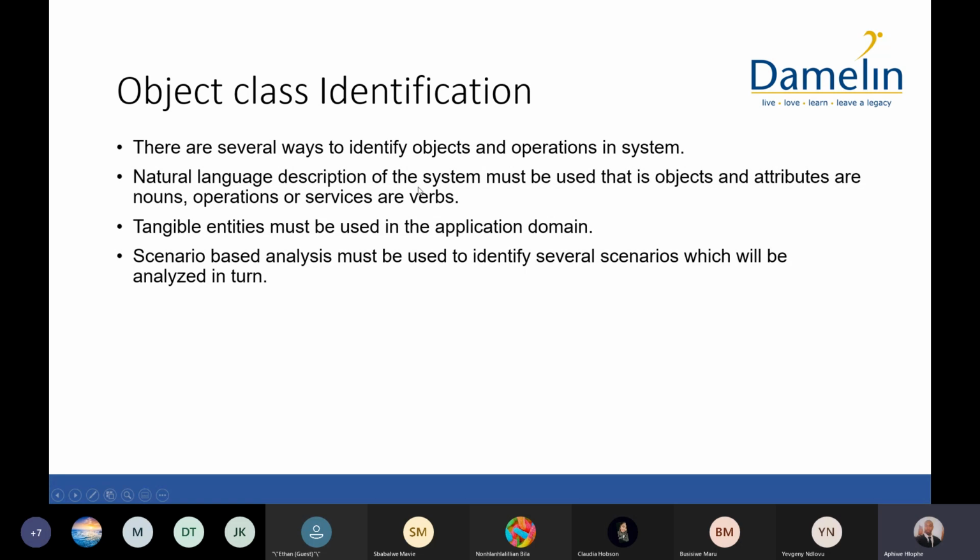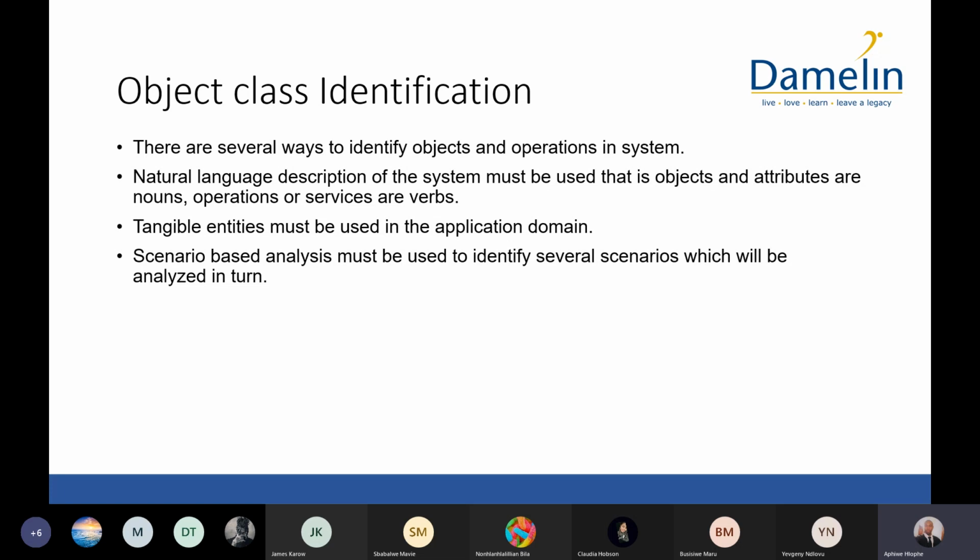Remember, I told you guys once, don't use too many technical terms in your object class descriptions. And tangible entities must be used in the application domain. Scenario-based analysis must be used to identify several scenarios which will be analyzed in turn. Okay, so there's two approaches you can take here to identify your object classes.